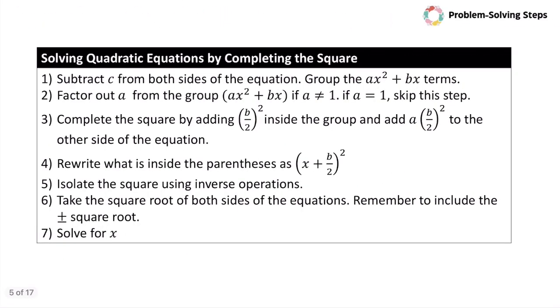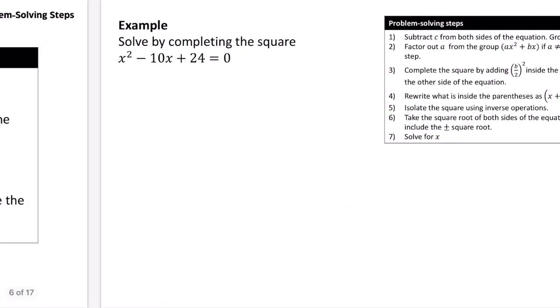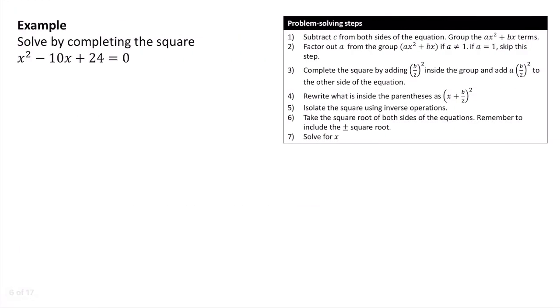So here's how we solve by completing the square. First we're going to move c, and then we'll factor a out from the group ax squared plus bx. Then we'll do the completing the square process, and rewrite what we have inside the parentheses. Then we'll work on solving by square roots. We'll isolate the square, then take the square root of both sides, and remember to include the plus or minus square root. Then we'll solve for the values of x. So let's solve this equation now by completing the square.